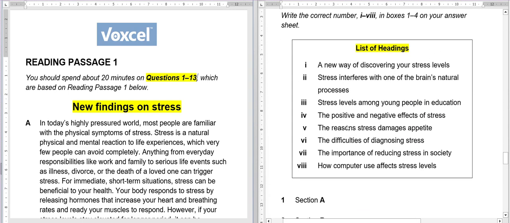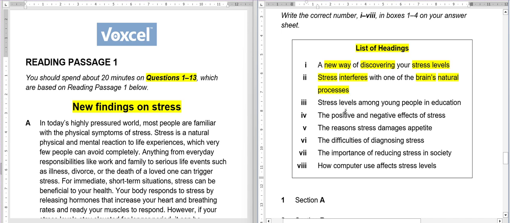Okay, so first we're going to read the headings. First option, a new way of discovering your stress levels. So whatever paragraph discusses a new way, not the old way, but a new way by which we can discover our stress levels, they will talk about a new type of technique that has been developed that can detect your stress levels. Second, stress interferes with one of the brain's natural processes. So in whatever paragraph they have told us that stress interferes with the brain's natural process, that paragraph will have the second option as its answer.